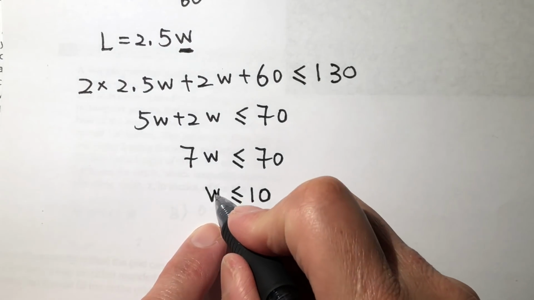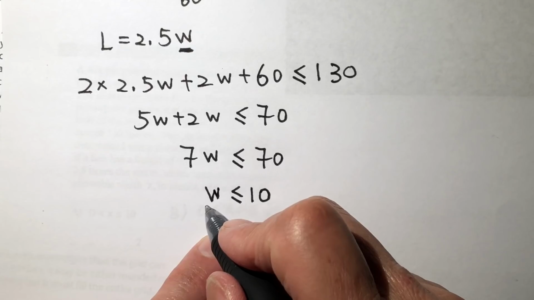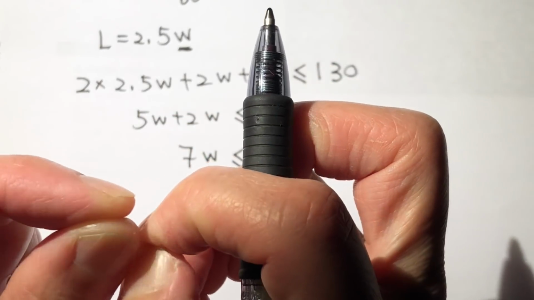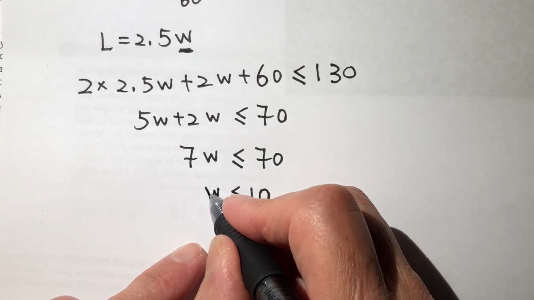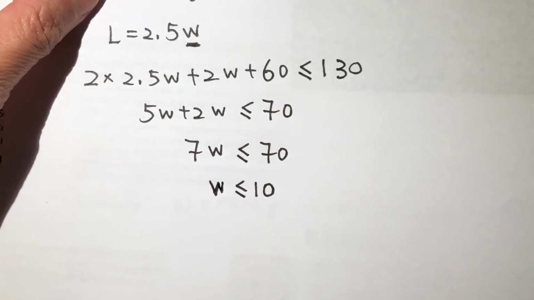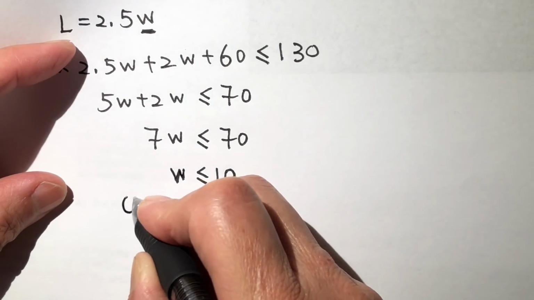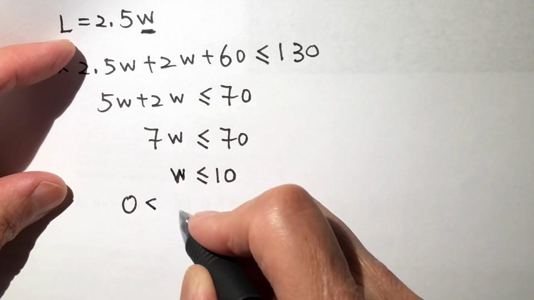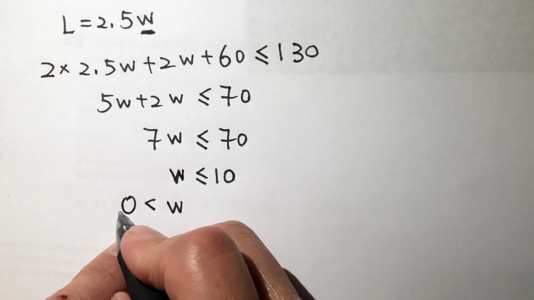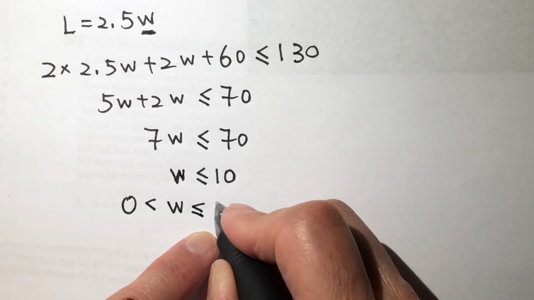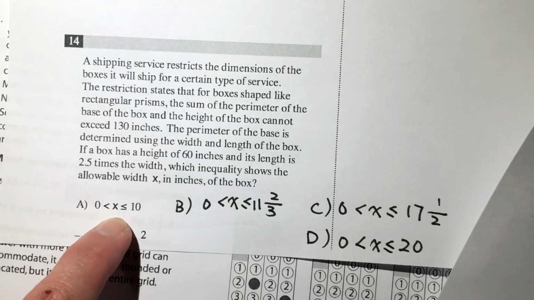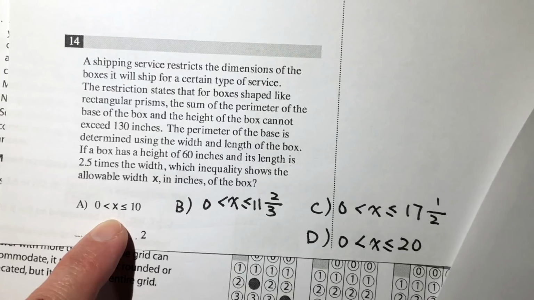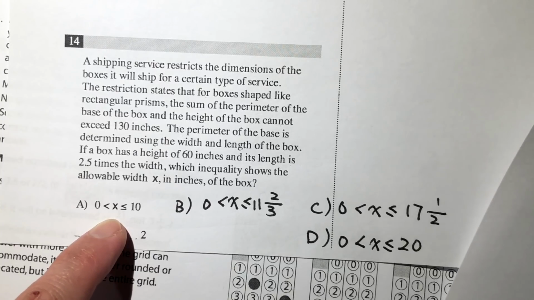And can width be a negative number? Of course not. It should be a real number, bigger than 0 and smaller or equal to 10. What do we get? So A is the answer. Do I explain? Do I make sense? Thank you very much.